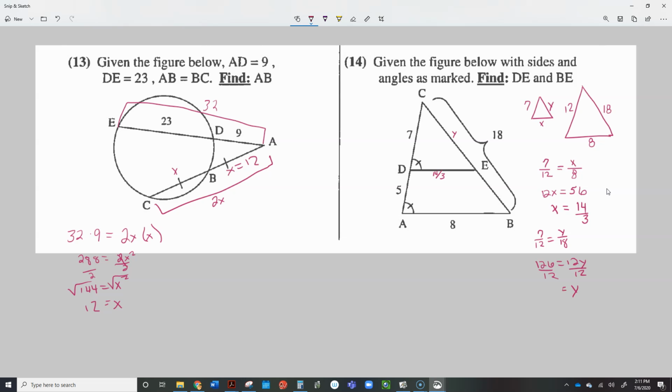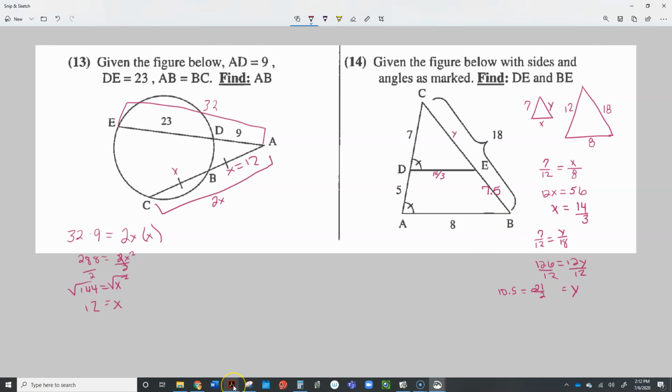And y is equal to 21/2, which is 10.5. 10.5 is an exact value, so I'm going to leave it, but BE is what they wanted, and I just found this is 10.5. So 18 minus 10.5 comes out to be 7.5. So 7.5 is what I get for the answer to this one.